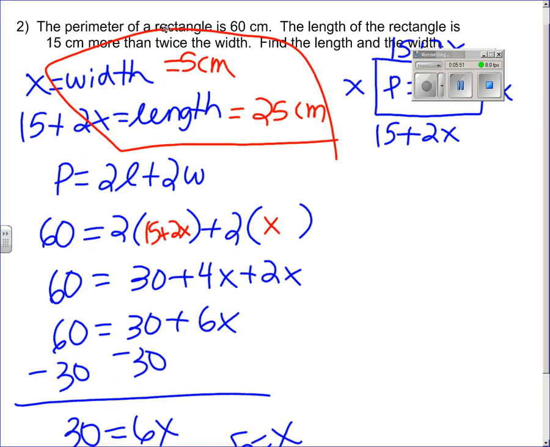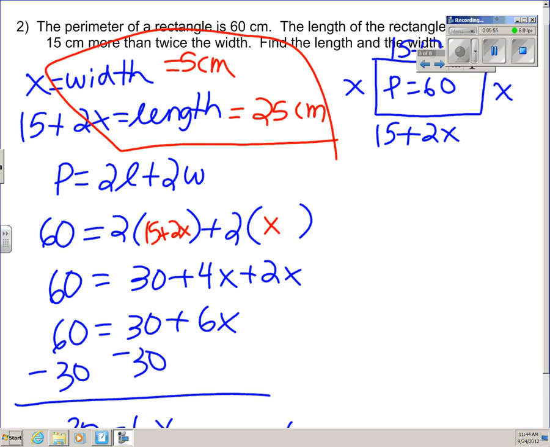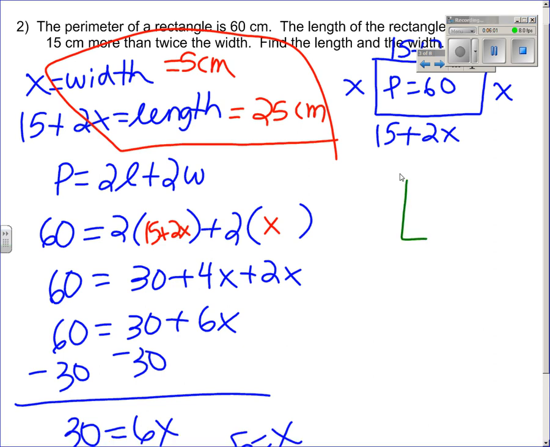Okay, and this should make sense because if I take a look at my rectangle, then if I take 2 of my widths, I've got basically, I'm going to go like this. So this should be 5, this should be 5, this should be 25, this should be 25. 50 plus 10 equals 60. That's just like a check.